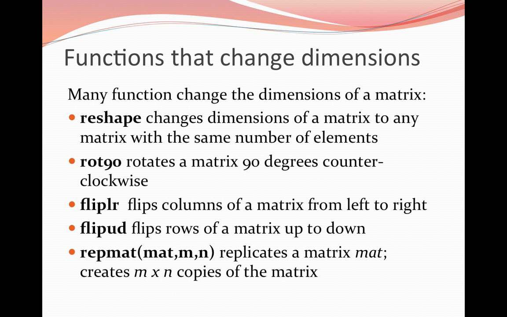And the repmat function is interesting. You pass three arguments to it. First the matrix, and then m comma n. What that does is that replicates the matrix. So it takes the matrix mat and it creates an m by n matrix of that matrix. So in other words, it copies it over and over again, so you get an m by n replication of the matrix.